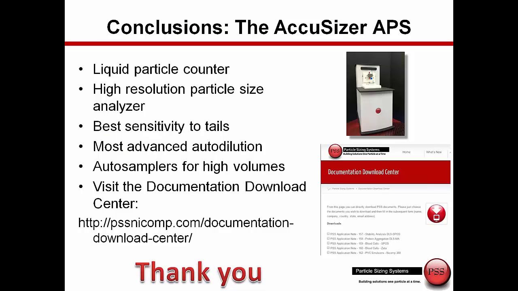Quick introduction to the AccuSizer APS, which is a liquid particle counter but also a high-resolution particle size analyzer. It is the technique with the best sensitivity to tails of distributions, either large tails as we discussed here today or on the smaller side. It has the most advanced auto-dilution capabilities. We have discussed the 2-stage dilution system built into the APS, which allows us to take very concentrated samples, but then make very accurate measurements with no coincidence error. If we're working in an environment where we have many samples to analyze, a high sample load, then we have auto samplers, which can help with that.